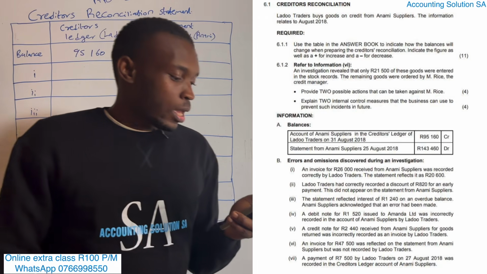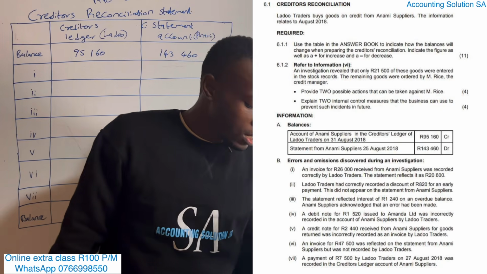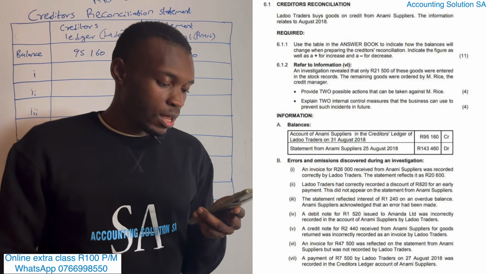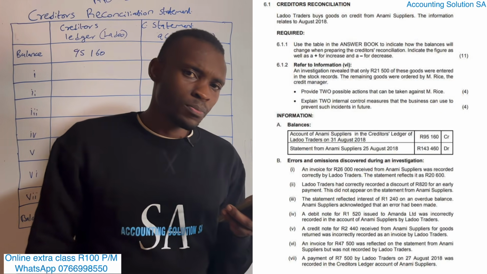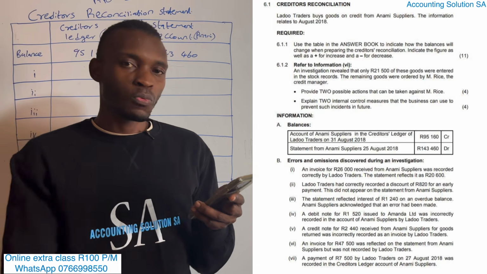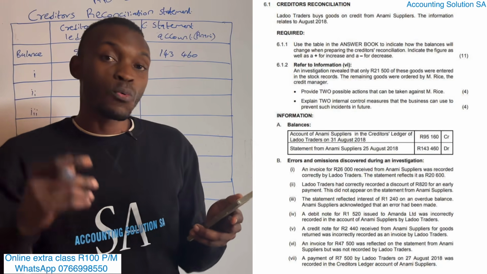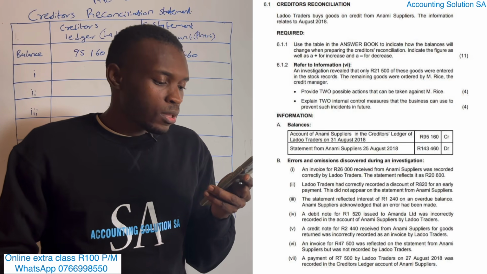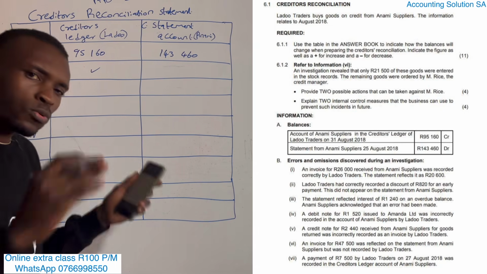All right. Errors and omissions discovered during an investigation. An invoice for 26,000 received from Anami supplier was recorded correctly by Ladu Traders. Okay, here what happened, guys, is that an invoice is when we purchase on credit and we receive an invoice. Now we owe more. They say that this amount received from Anami was recorded correctly by our business, which means that this side is correct, nothing to rectify.